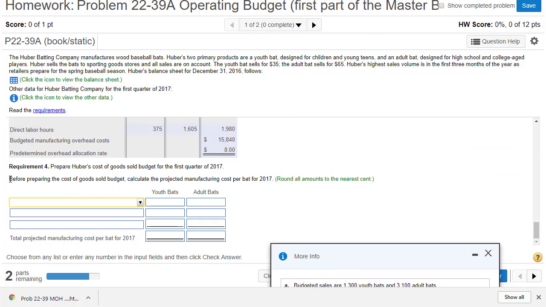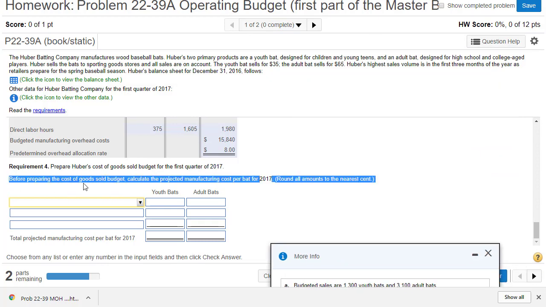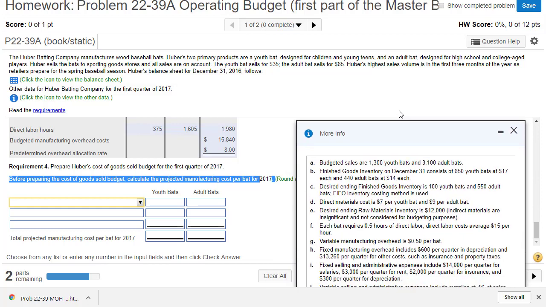So we are on this section here. It says, before preparing the cost of goods sold budget, calculate the projected manufacturing cost per bat. So before we can figure out the total cost of the bats that we sold, we have to figure out, well, how much does it cost to make a bat?